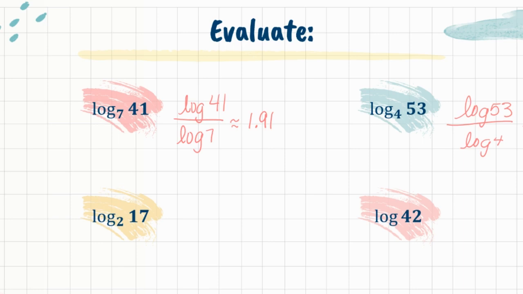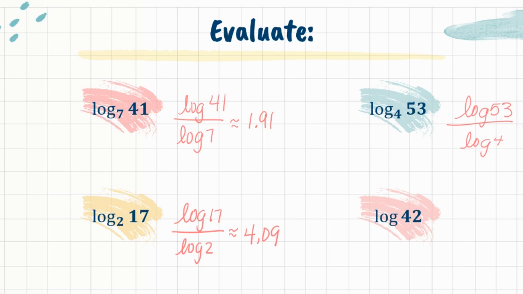And you get an answer of approximately 2.86. We're always taking the log of the answer, or the bigger number, divided by the log of the base. Okay, that's very important that you do that in the correct order. So we want to take log of 17 divided by log of 2, and we get 4.09.